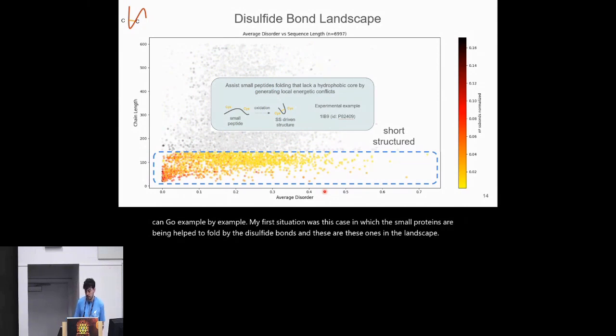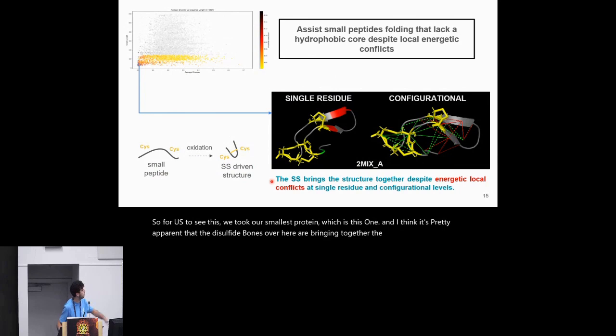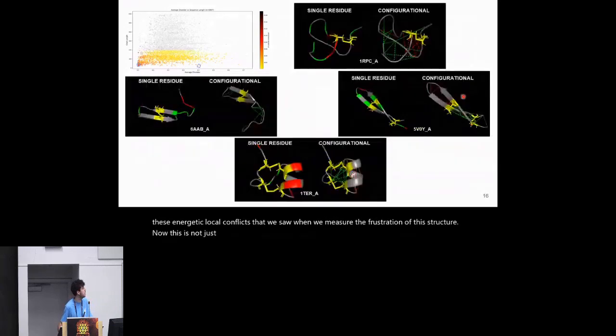So for us to see this, we took our smallest protein, which is this one. And I think it's pretty apparent that the disulfide bonds over here are bringing together the structure despite all of these energetic local conflicts that we saw when we measured the frustration of this structure. Now, this is not just an isolated situation. We've seen this many times across this section of the landscape, and these are the patterns that are helping us understand the consequences of these disulfide bonds in these situations.